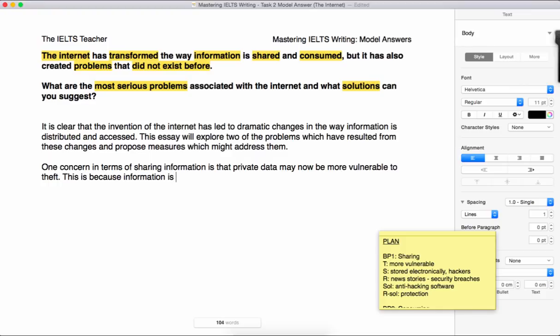Now a nice adverb which suggests a trend from past to present and a direction is the adverb increasingly. Again, we're trying to suggest that difference: information is increasingly stored electronically, as I put in the plan there, rather than, well, what would be the opposite? It would be stored physically.